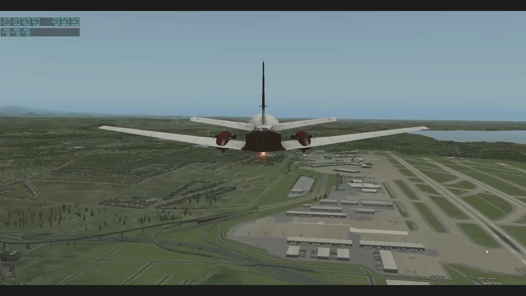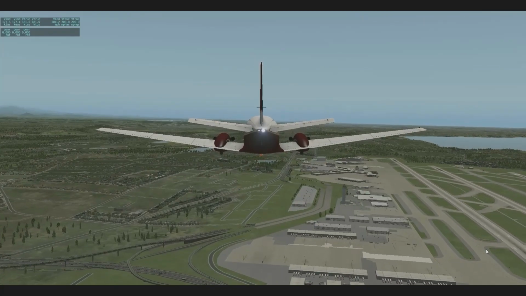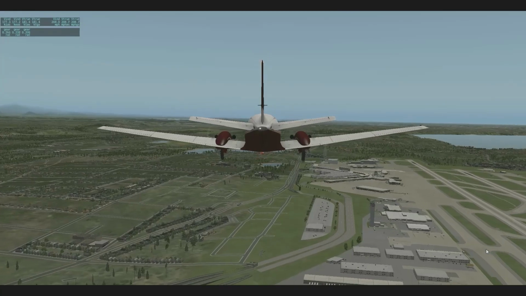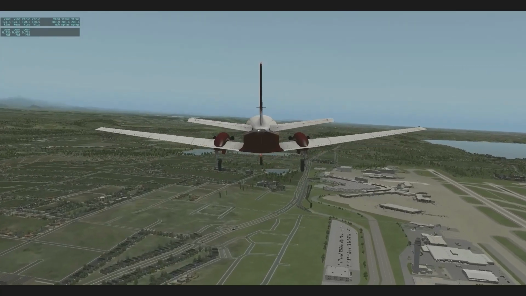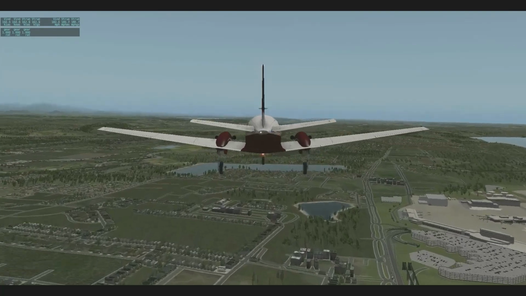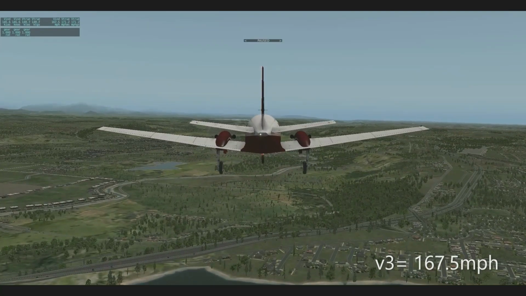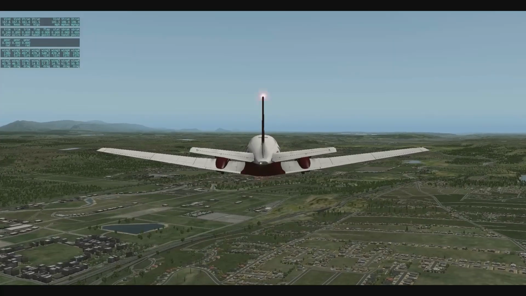Now I will demonstrate how retracted landing gear and flaps affect the airspeed and lift of the wing. In clean configuration we get an airspeed of 204 miles per hour, and once the wheels are out it drops by 12 in just 3 seconds due to increased drag. If we continue for 60 more seconds we get an airspeed drop of almost 40 miles per hour. Once the wheels are retracted, the airspeed starts rising again to 180 miles per hour.